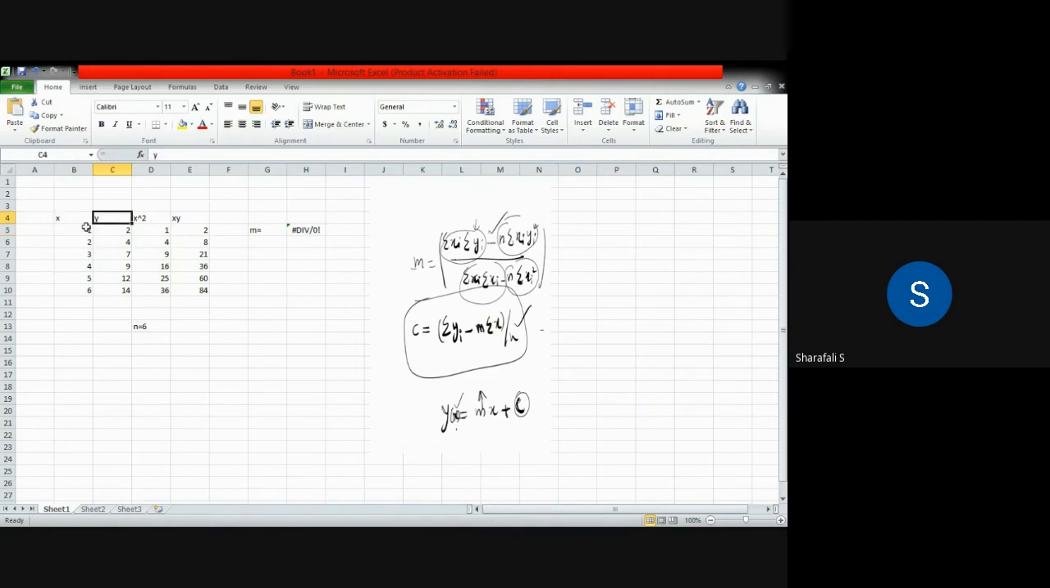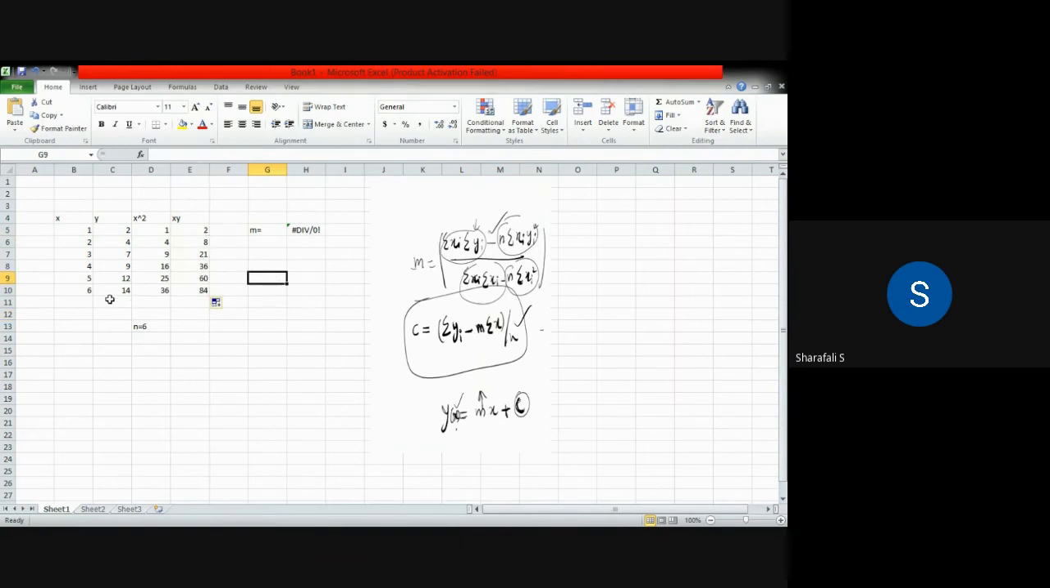x into y, so 1 into 2 is 2, 2 into 4 is 8, 3 into 7 is 21. You just have to multiply these two first, and then drag those values. I will just show you that if you don't know it. I need to calculate xy here, so I will write sum, then x into y. You get the first element, just drag it, and you'll get all the xy values.